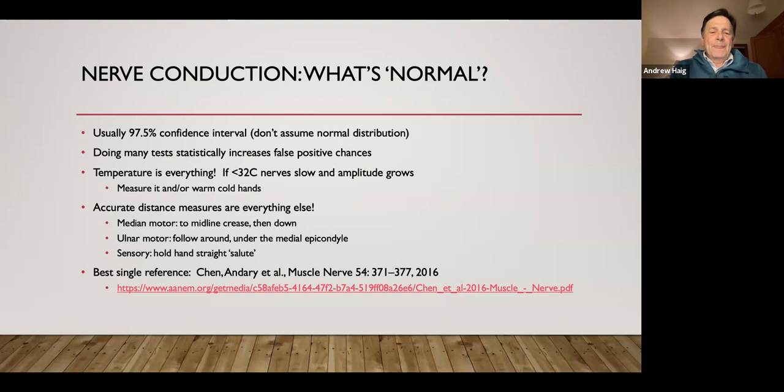And the other thing we know is that for a long, long time, many of our old studies look at means and standard deviations as if this is a normal bell-shaped curve.